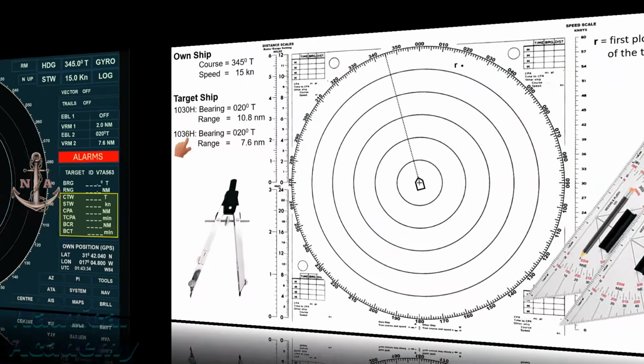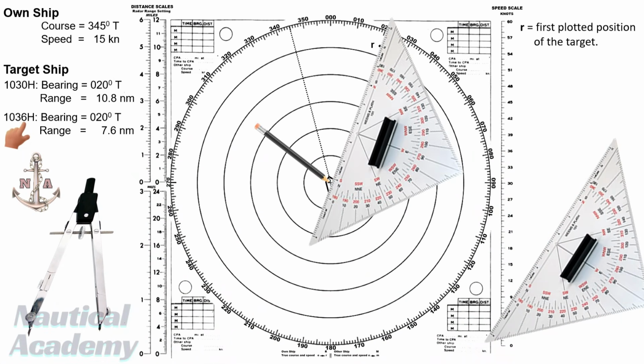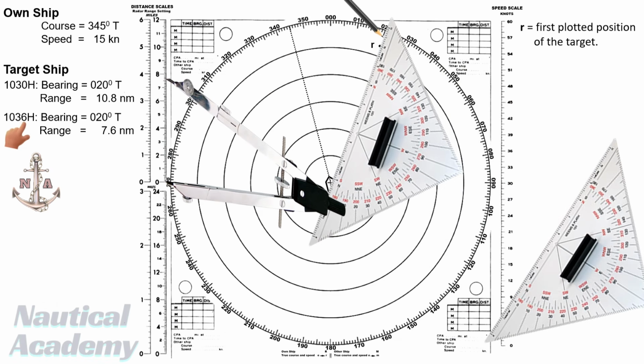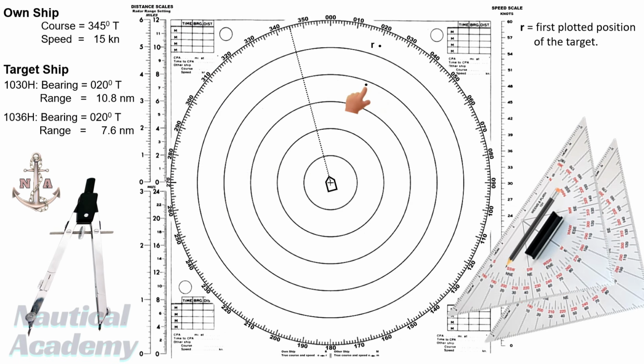Let's plot this on the radar plotting sheet. Place the navigational triangle along the 020 degree. Using a compass divider, measure 7.6 miles on the 12-mile range scale. Transfer this distance from own ship's position along the 020 degree and mark the point. Label this point with a small letter M to represent the second plotted position of the target.